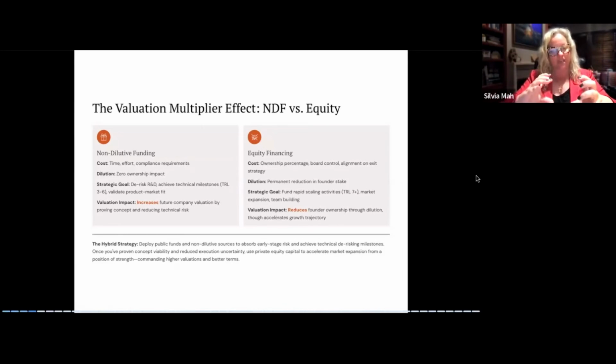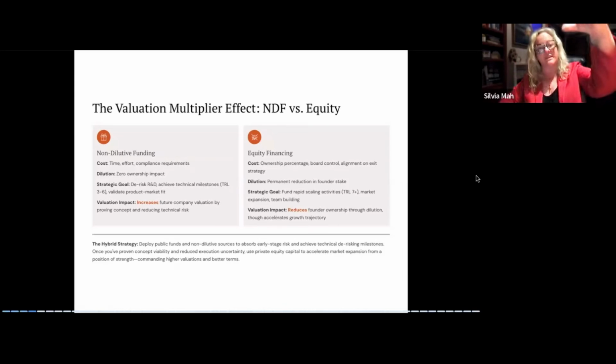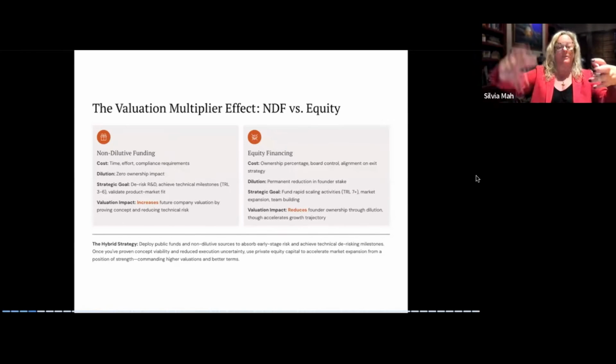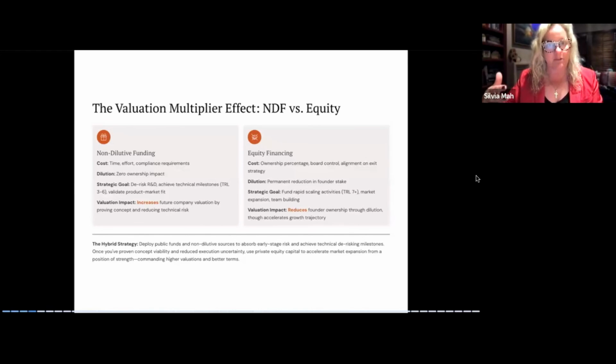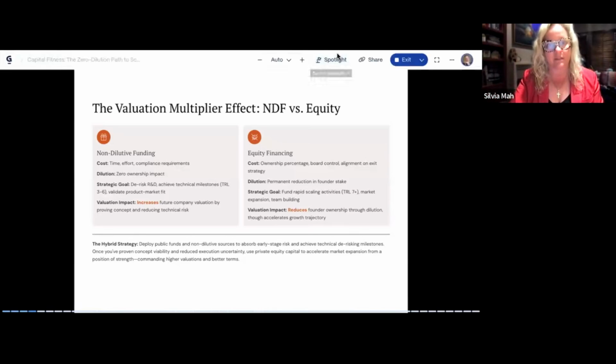And the hybrid strategy is deployment of these public funds and non-dilutive sources to absorb some of that early stage risk so that when you talk to investors, you're de-risking them and you have a proven concept to be able to have viability and reduced execution risk.